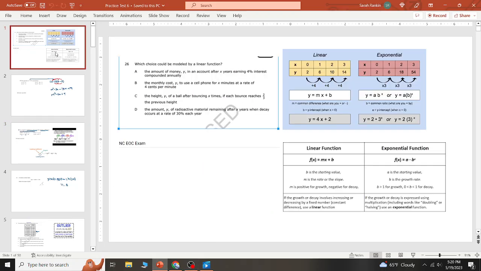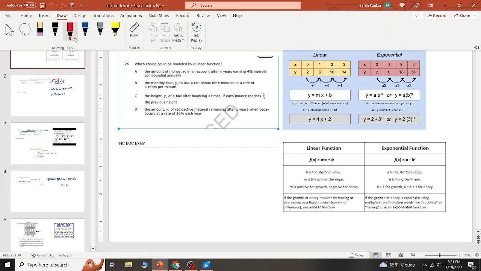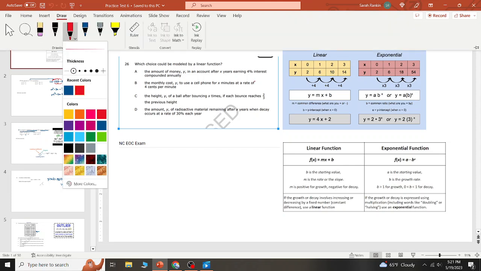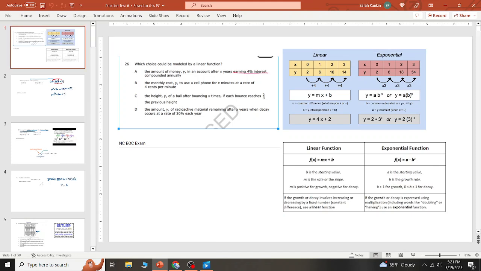Okay, some new software. So question number one, which choice could be modeled by a linear function? So let's remember, a linear function is where we add the same amount each time. Like it says right here, we're adding 4, we're adding 4, we're adding 4. Over here, we're multiplying by 3. So anytime you're earning 4% interest, that's increasing, that's multiplying, because you're multiplying by 4%.